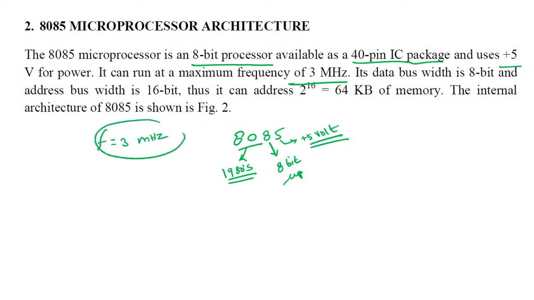In the last year they have asked a question, what is the meaning of this 5 in 8085? Okay, the 5 means plus 5 volt. So it uses the frequency of 3 MHz. Its data bus width is 8-bit because it is an 8-bit microprocessor. So data bus will be of 8-bit.